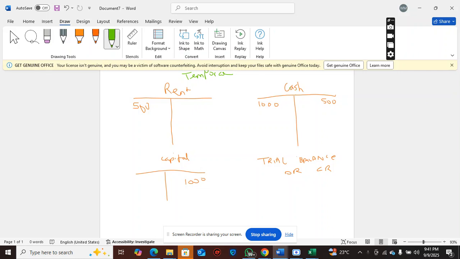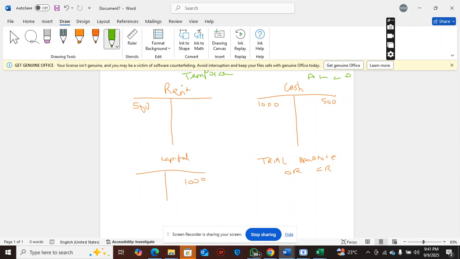Then permanent accounts, these ones you can carry the balance on to the next year. The permanent accounts are the assets, liabilities, capital, and the drawings. These are the accounts you find on the balance sheet.